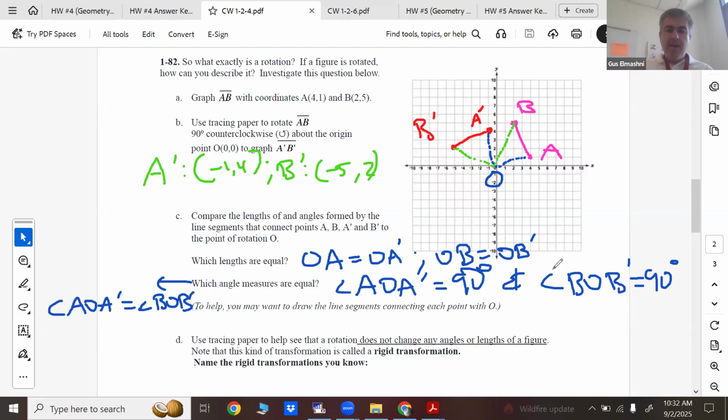Now, part D says use trace paper to help see that a rotation does not change angles or lengths of a figure. Note that this kind of transformation is called a rigid transformation. Name the rigid transformations that you know. Well, we already did the tracing paper, so I don't think we need to do that. But let's list the rigid.